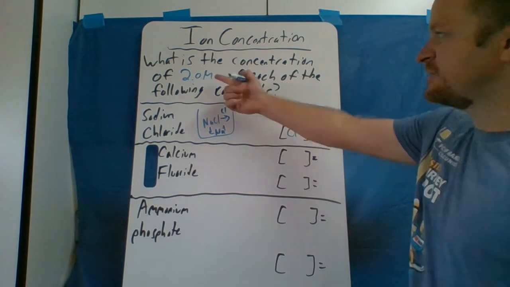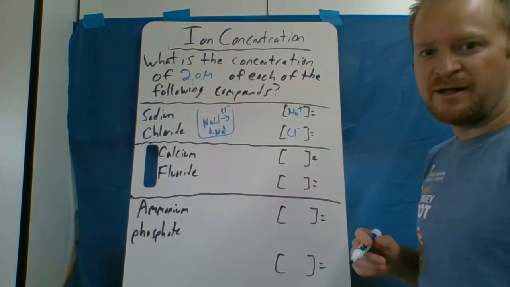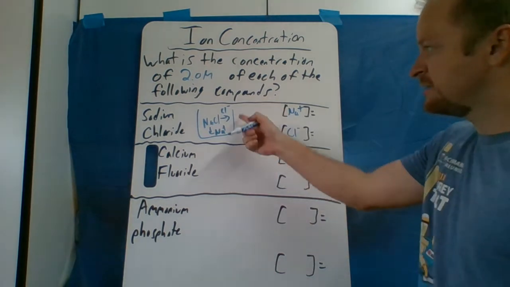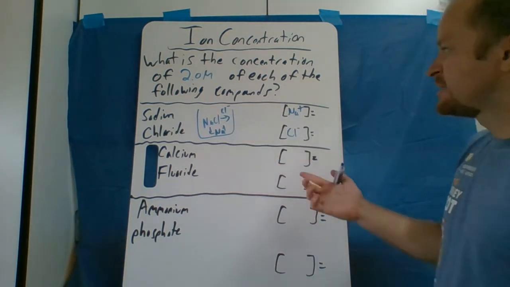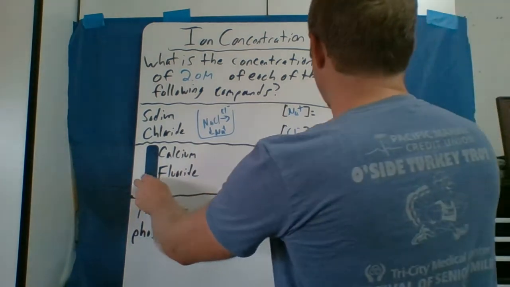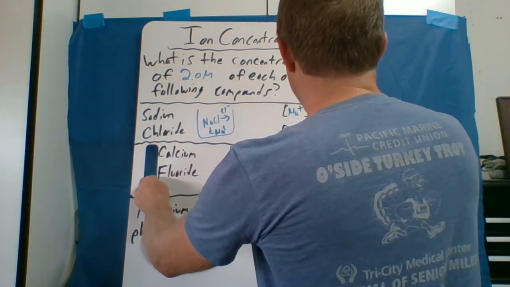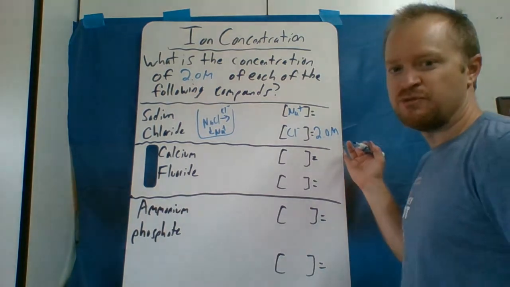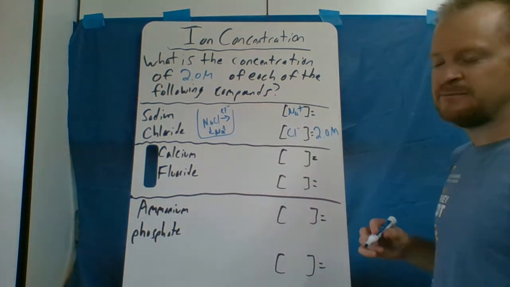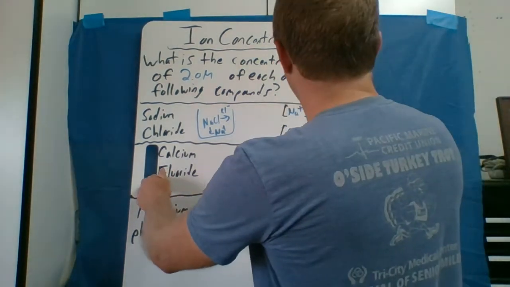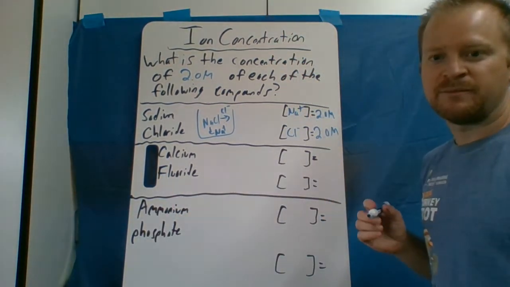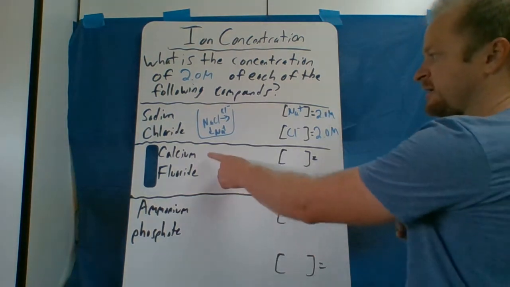So the way you do this is you just take the molarity they're talking about and you multiply it by however many ions are floating around in there, okay? So 2 times 1 Cl, so your molarity for Cl- would be 2.0 molar. Okay, and then here you have Na, you only have 1, so it would also be 1 times 2.0, 2.0 molar.